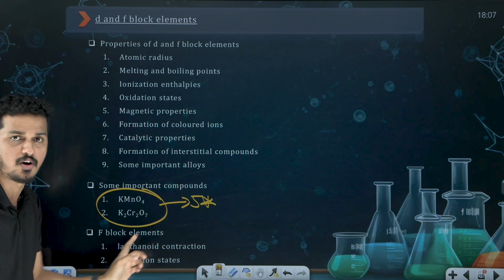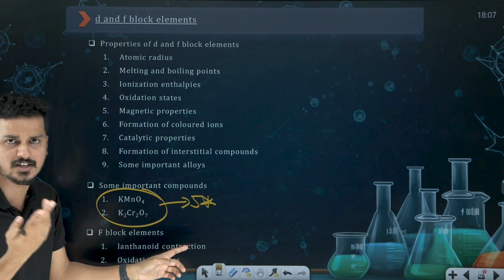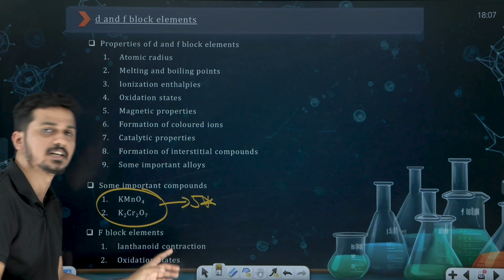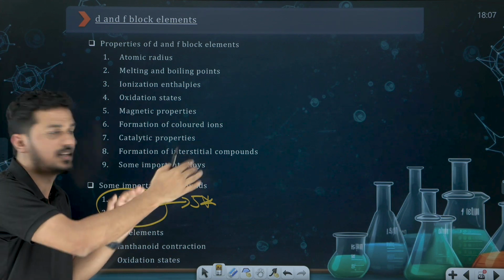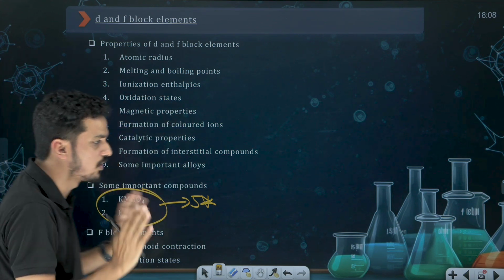Then again, F block elements. In F block elements, lanthanoid contraction is the main thing, and the oxidation states. That idea you have to go through. Then only this chapter will finish. Okay, so now let's look at it one by one.